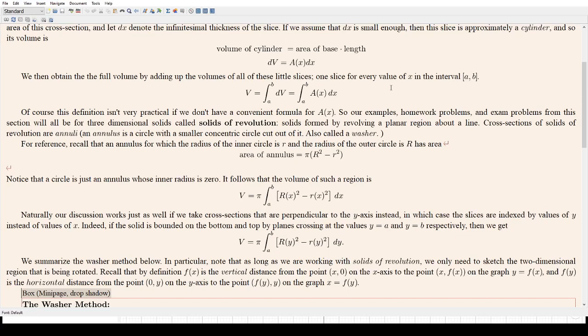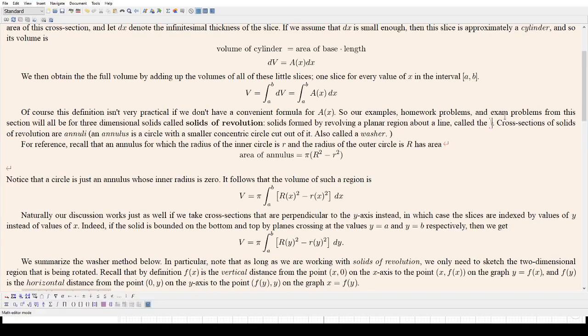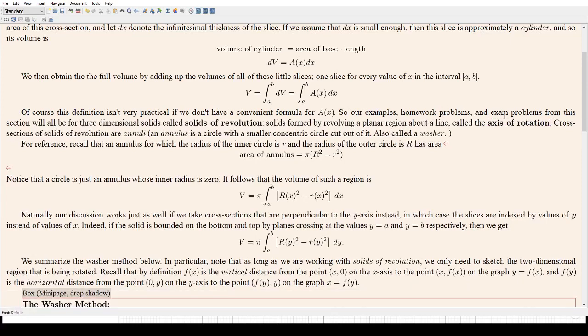In particular, we are going to be looking at three-dimensional solids that are called solids of revolution. Solids of revolution are the shapes that you get when you take a region in the plane and then rotate it about some line, called an axis of revolution. Or I'm sorry, the axis of rotation. And if you can't visualize what I mean by that, don't worry, because we're going to do a bunch of examples.